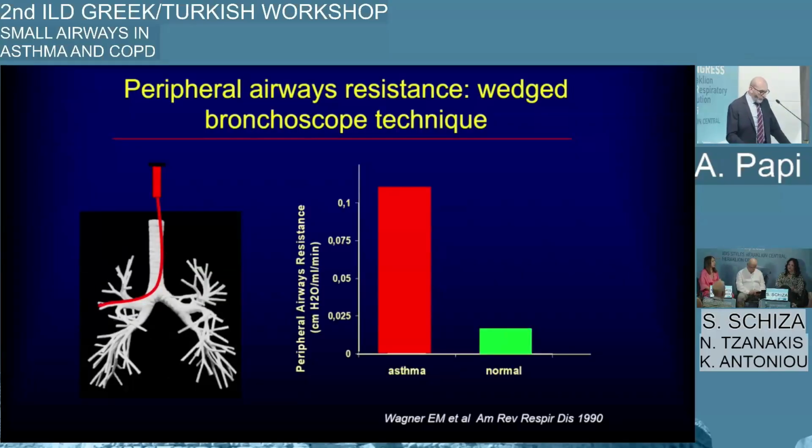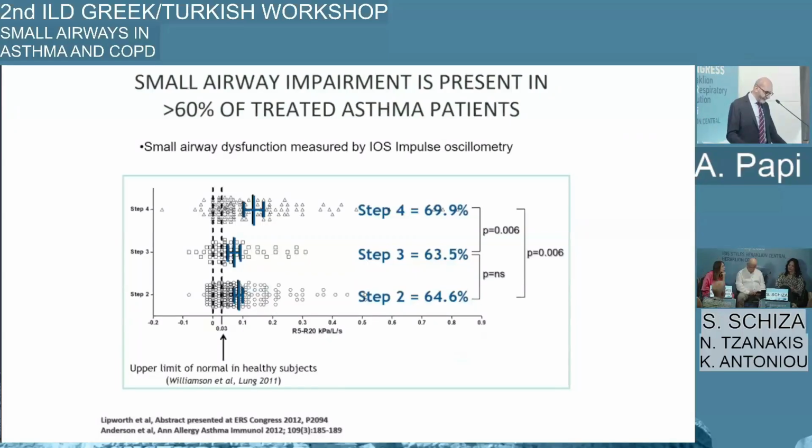Physiologically, what's the role? It has been tested with invasive techniques in asthma. This is a bronchoscopic technique, wedging the bronchoscope down where it can reach. So that's the size of peripheral and small airways. And even in mild asthma, as you can see on the right-hand side, there is an increased resistance compared to normal subjects.